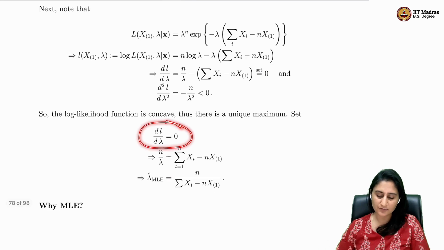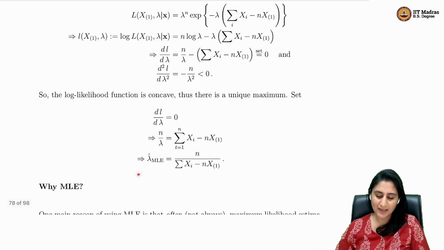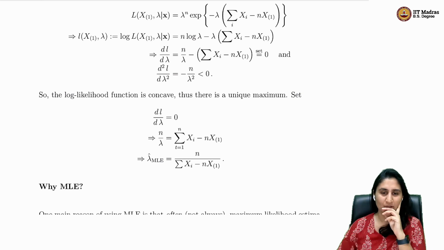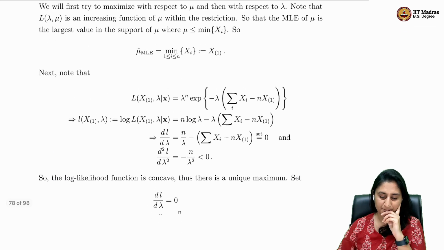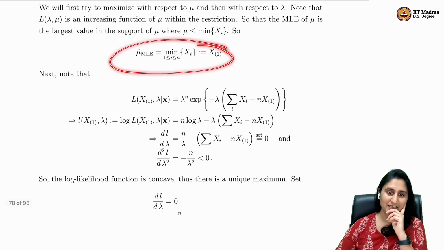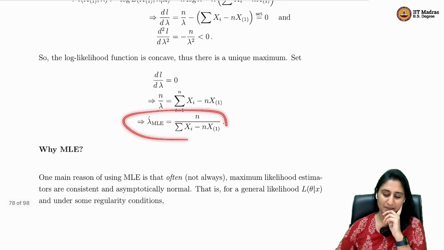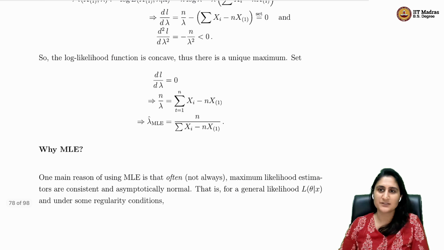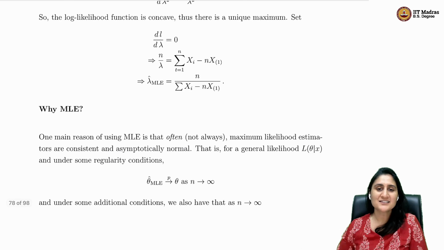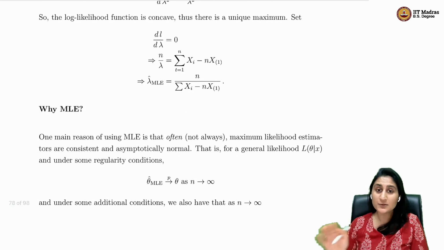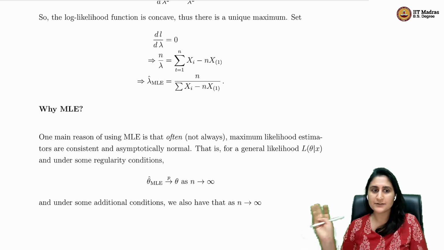I set this to 0, and then I see that lambda hat MLE is nothing but n divided by summation xi minus n x order 1. Okay, so I have my mu hat MLE and my lambda hat MLE. Both MLEs are available to me. So these are two instances of maximum likelihood estimators. We'll do a few more in a slightly different context.